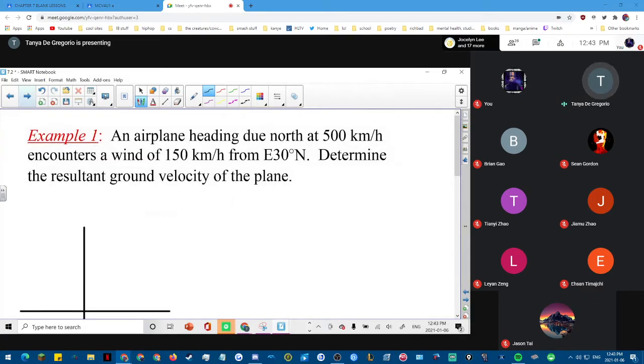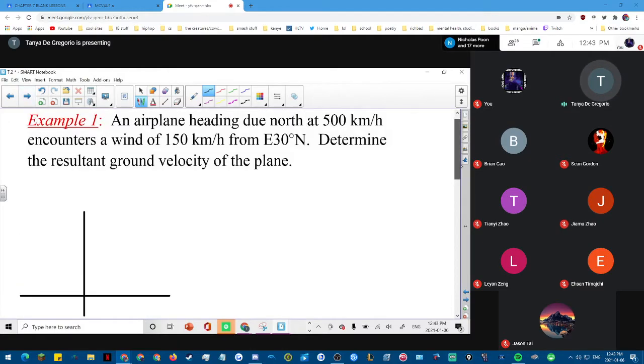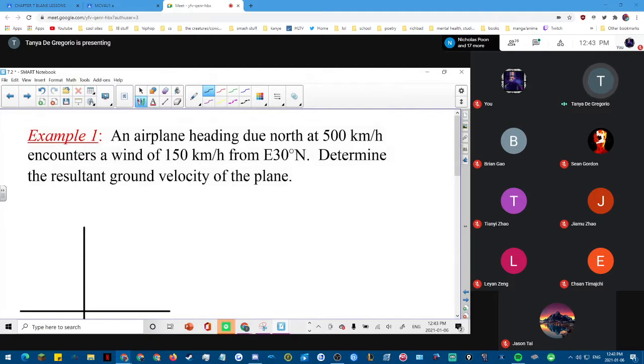Okay, so let's take a look at our first example. It says an airplane heading due north at 500 kilometers per hour encounters a wind of 150 kilometers per hour from 30 degrees north of east. Determine the resultant ground velocity of the plane. Okay, so we need a resultant vector. So I have to draw my vector that is going to represent the wind and the vector that's going to represent the plane. So I want you guys to try and do a diagram, and let's see how you do. I'm going to give you just a couple minutes to think about that and draw your diagram, and then I will do it.